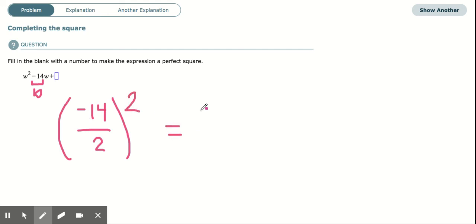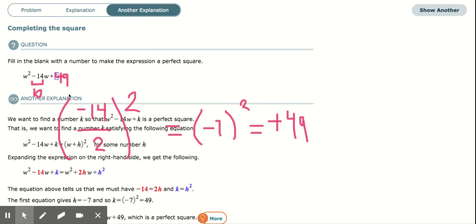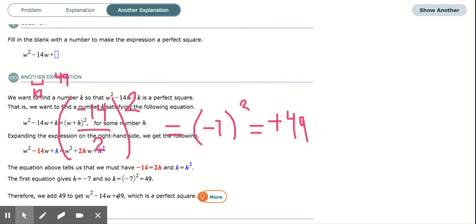So this will give us negative 7. And when we square it, we get positive 49. So that's what goes right here, 49. All right, so that's how you can simply complete the square.